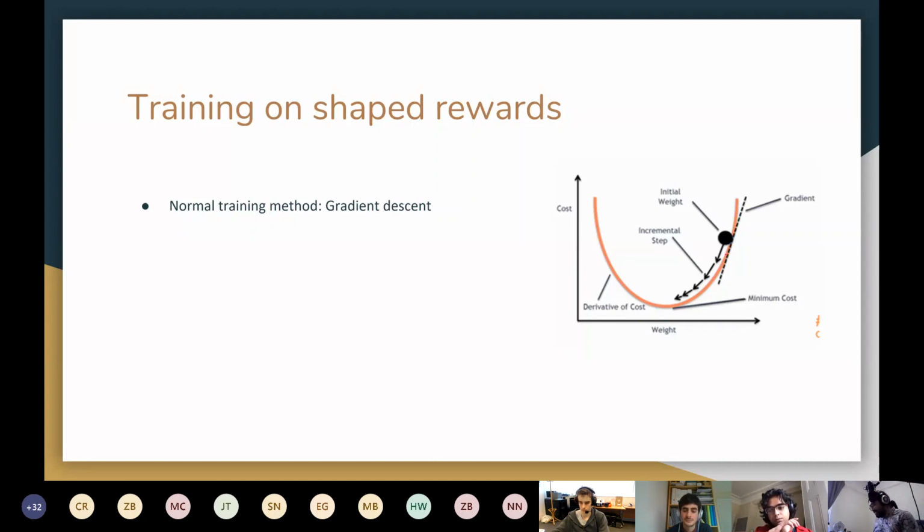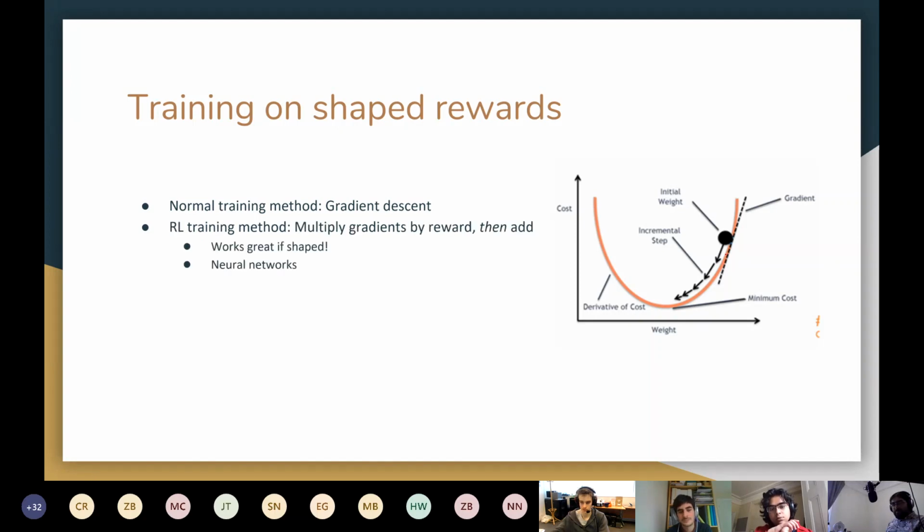And this is a really effective method. This is the core behind most of modern machine learning. It is significantly more effective than it seems when you first come across the idea. And we can basically use this method to train a reinforcement learning algorithm where we've got a function that maps the state of the world to a policy, and we find the reward for that policy. If it's a shaped reward, then we want to update the policy with the gradient, but we can multiply the gradient by the reward.